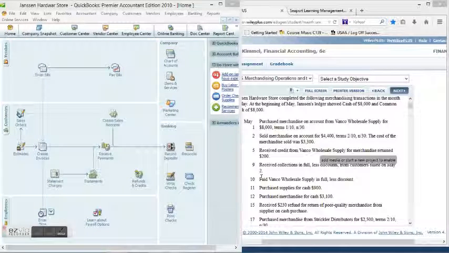Hey, today we're going to be working on QuickBooks Premier Accountant Edition 2010, working with Wiley Plus, question AP5, TAC 1. You can see up here we've got Jansen's Hardware Store. Jansen's Hardware Store is going to be the name of the company that we're working with.